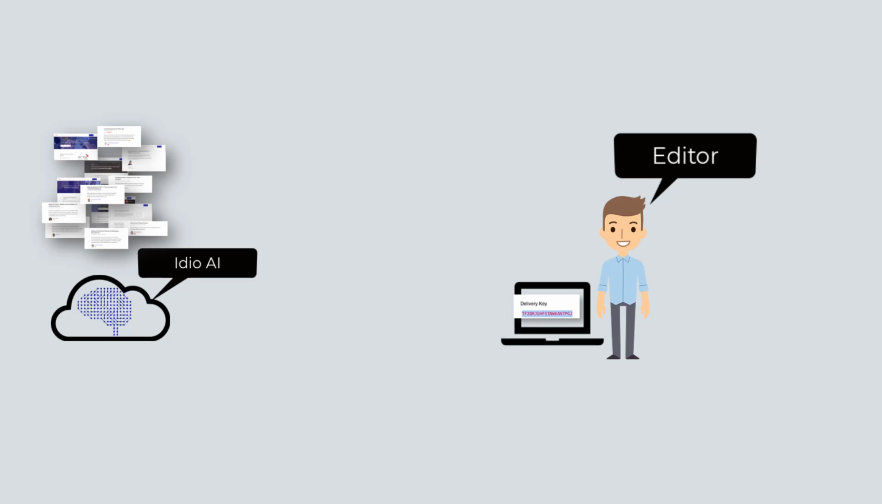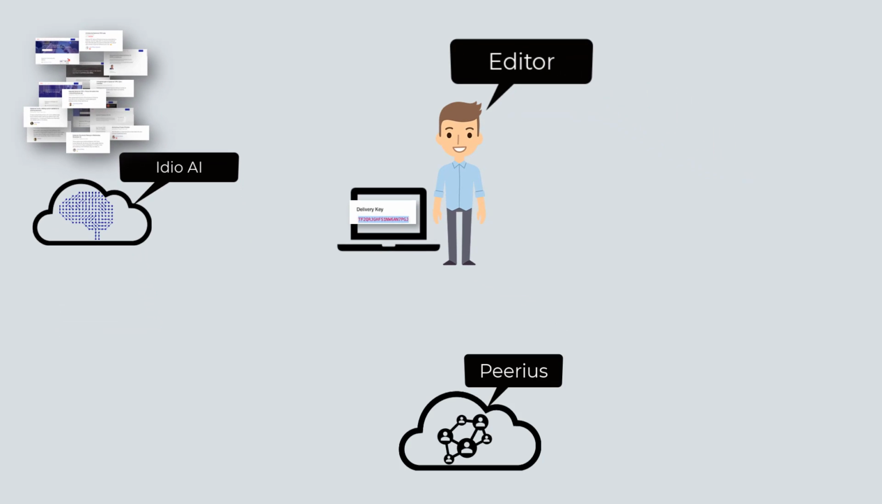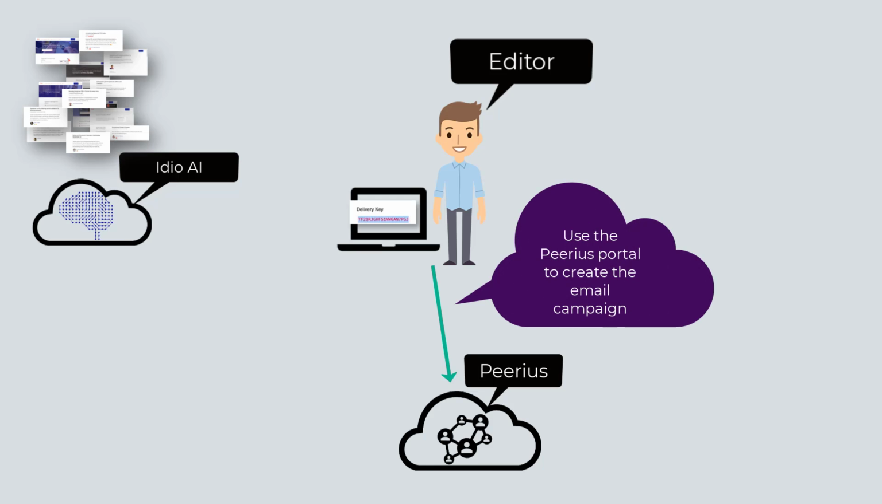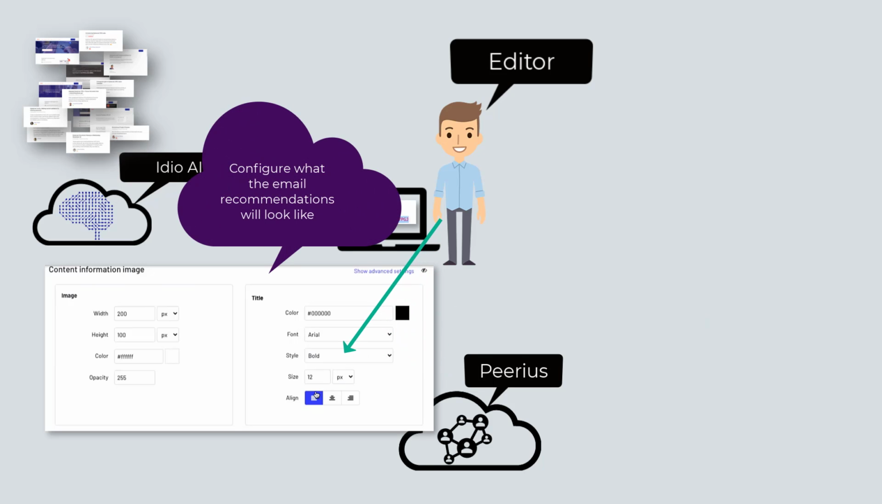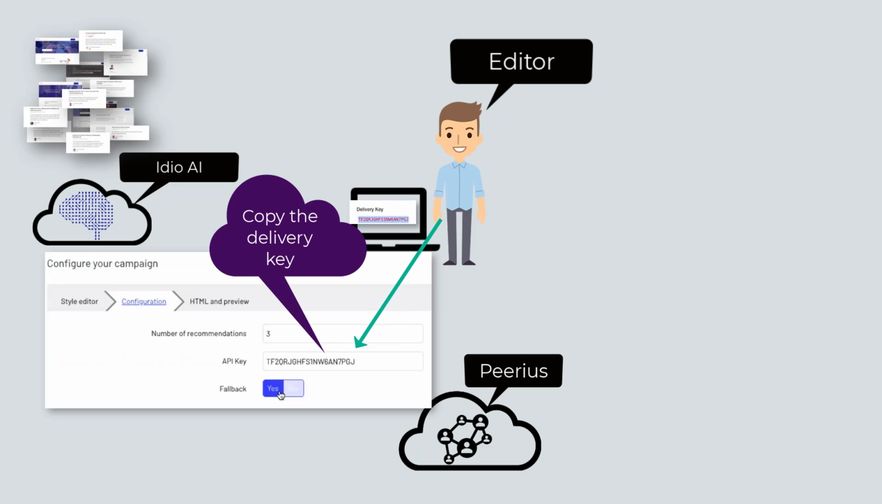The editor would then connect to the Pirius portal where there's a UI for creating email content recommendations by creating a campaign. As part of the campaign configuration, the editor would define the styling of the emails that would be generated. After the styling has been set, the editor would then copy the delivery key that would be used to tie the campaign back to the content recommendations delivery.